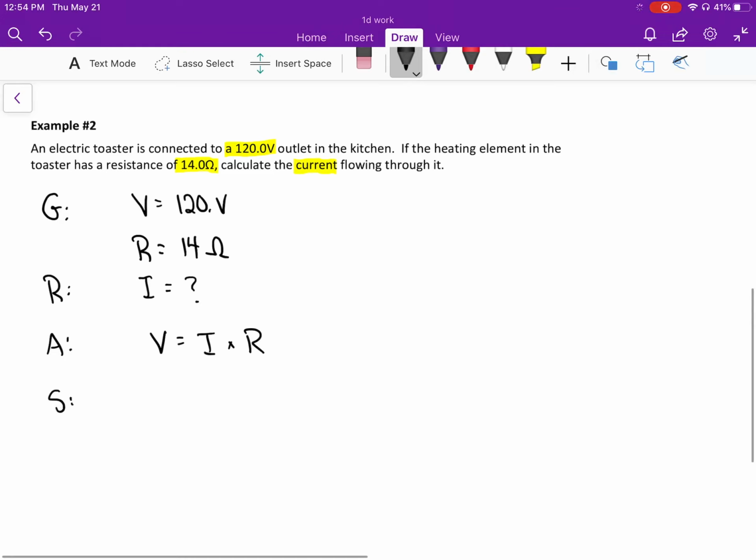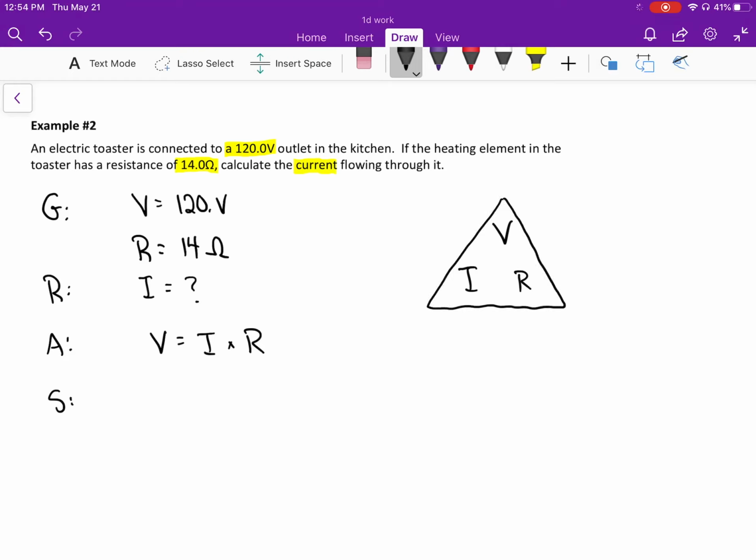S stands for substitution. Before we get to that, I'm going to write out the equation in the magic triangle way. V, I, R. If we put them in the corners of a triangle like that, if we're trying to solve for I, like we are in this question, then I know that I have to do V divided by R. Or you could get it from algebra, but I'm going to rearrange: I all by itself is volts divided by R.